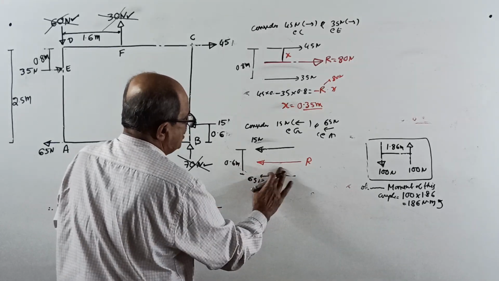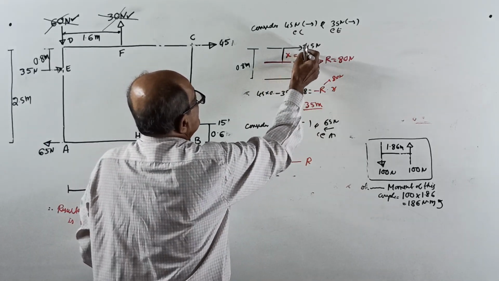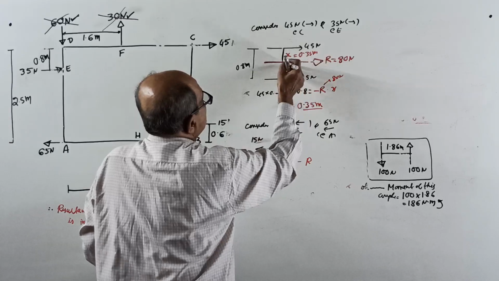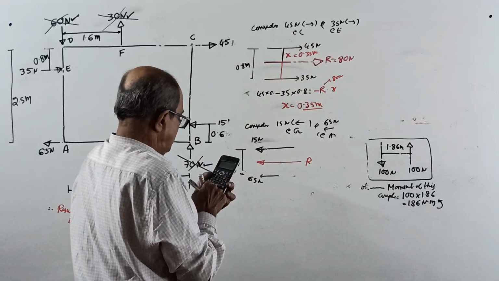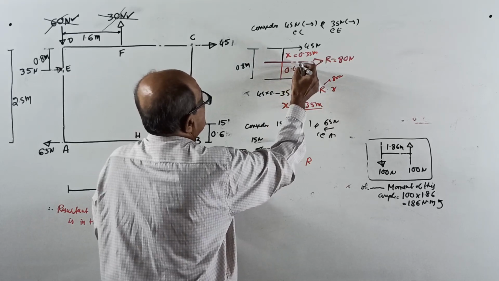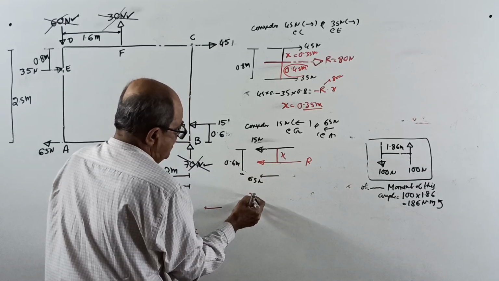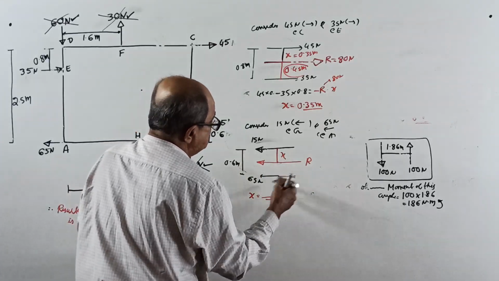Or take X from the top only. If that is 0.35, this will be 0.8 minus 0.35, which is 0.45 meter, if you want it. Let it be X from here. Same way, calculate X. Now you should do it.